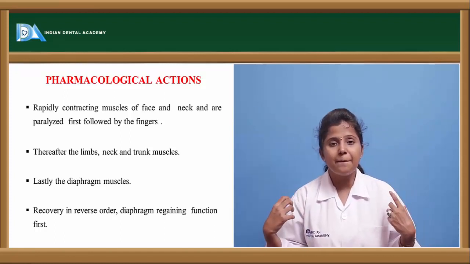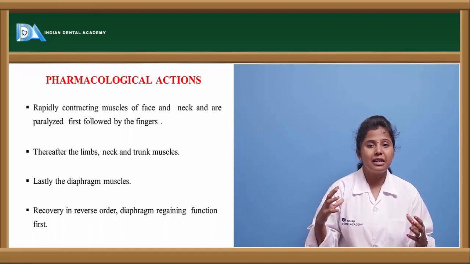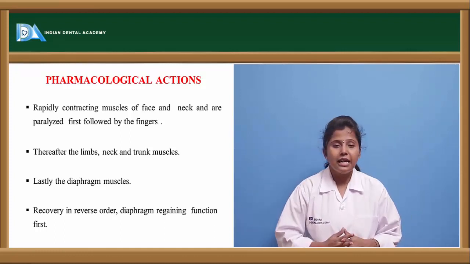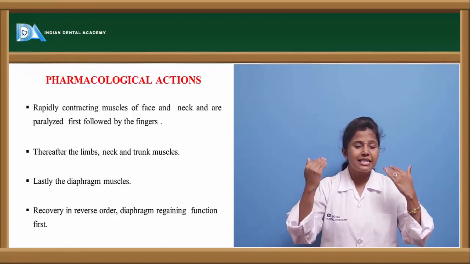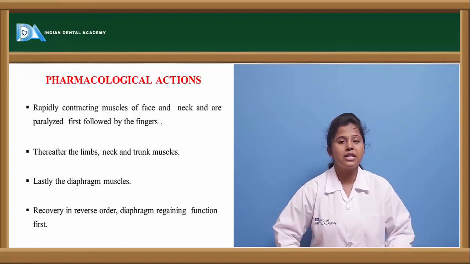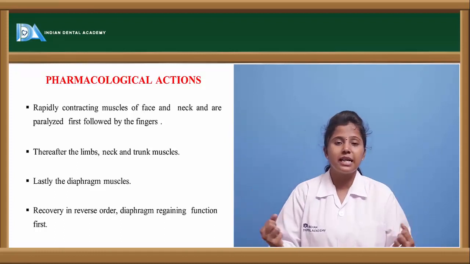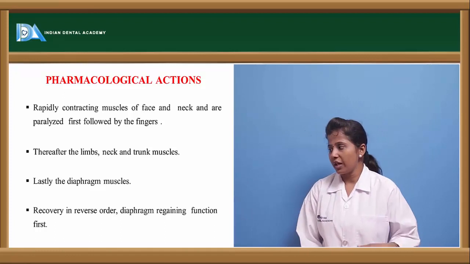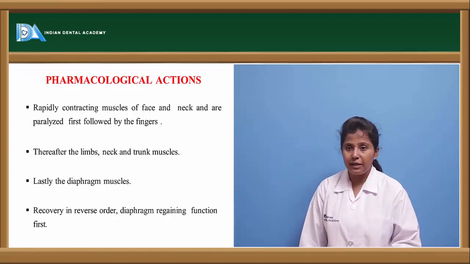And once the limb and trunk muscles are excessively contracted, then lastly the diaphragm muscles are contracted. There is a sequence: first face muscles, then neck muscles, then trunk, limb as well as diaphragm muscles. So all these muscles are getting rapidly contracted because of these neuromuscular blocking agents. So that is the reason they are not clinically preferred.